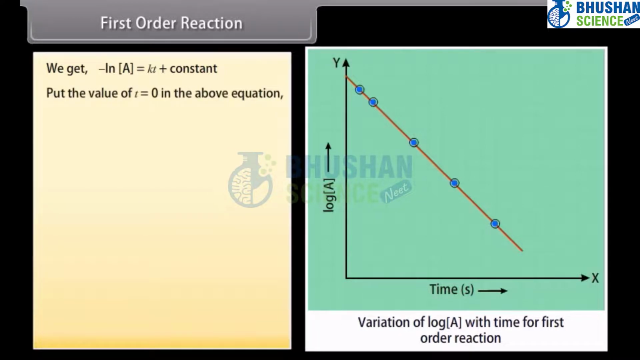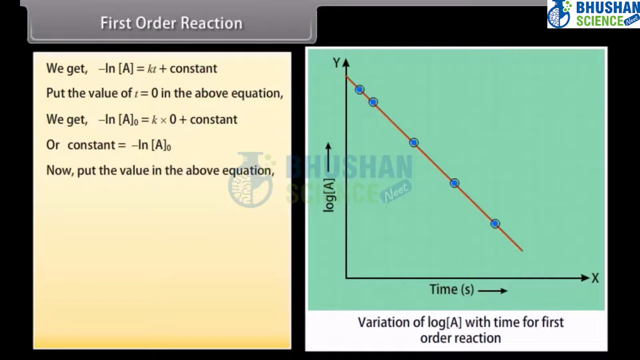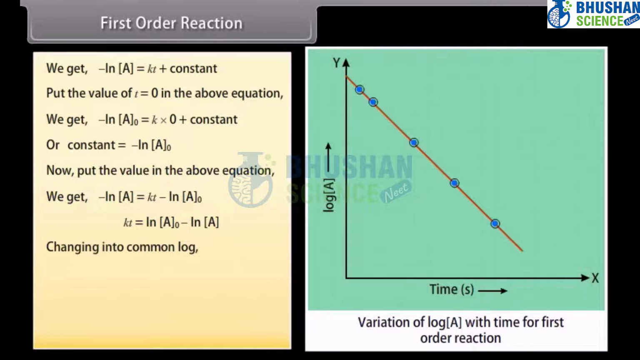Put the value of T is equal to 0 in the above equation, and we get constant is equal to minus natural log of A naught. Now put the value in the above equation, and we get minus natural log of A is equal to Kt minus natural log of A naught. Changing into common log, we get Kt is equal to 2.303 log A naught upon A. It can be written as K is equal to 2.303 upon T multiplied by log A naught upon A.